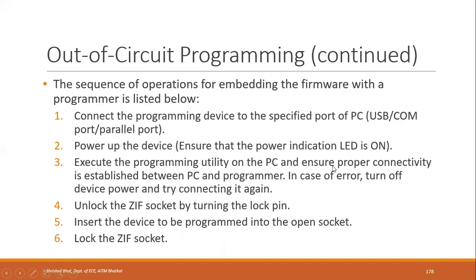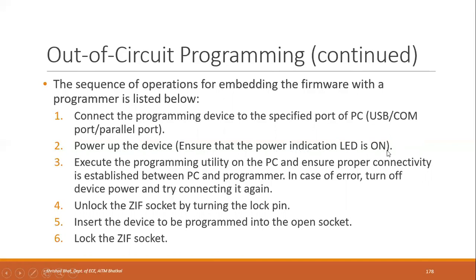So normally there will be a sequence of operations for embedding the firmware with the help of a programmer. So these are the steps followed. First, connect the programming device to the specified port of the PC, using whatever cables for the respective interface like USB, COM port or parallel port. Then you have to power up the device. Ensure that the power indication LED is on.